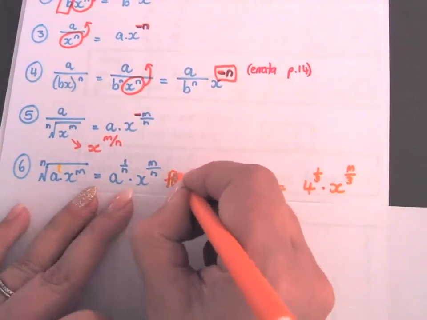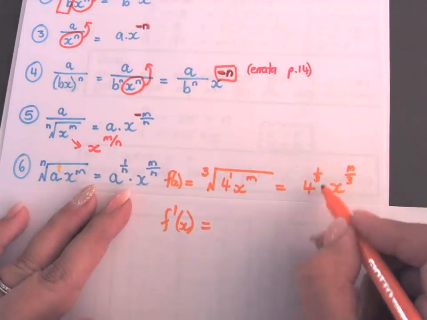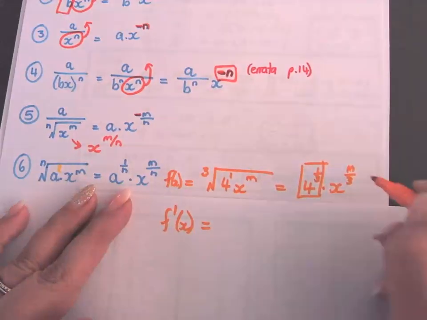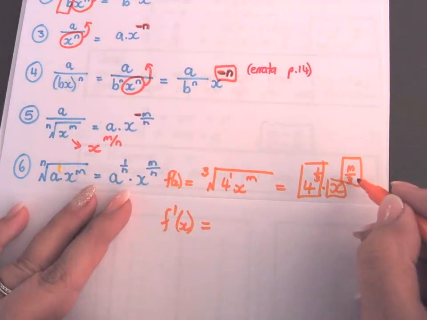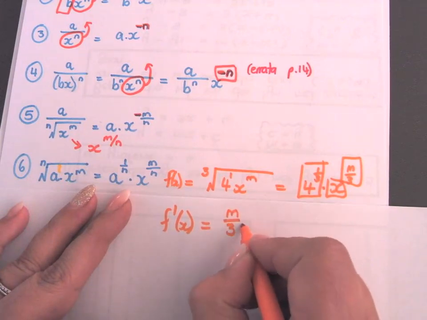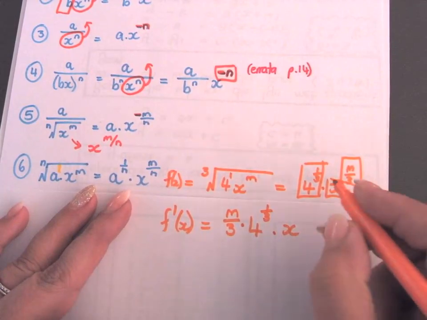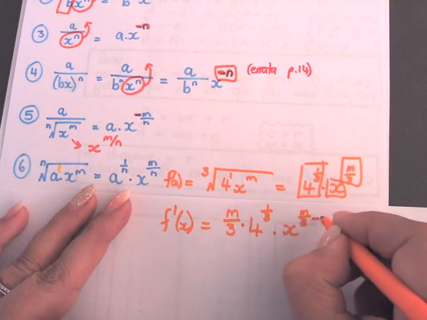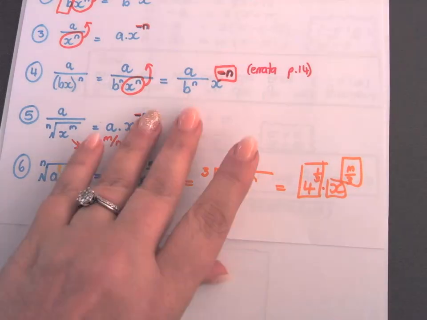f(x). So f'(x) will be, this is my coefficient, that's my x, that's my exponent. The exponent must be multiplied with the coefficient. So m over 3 is multiplied with 4 to the power of a third times x to the power of m over 3 minus 1. Nice question for the exam. Oh, it's minus 1. Okay.